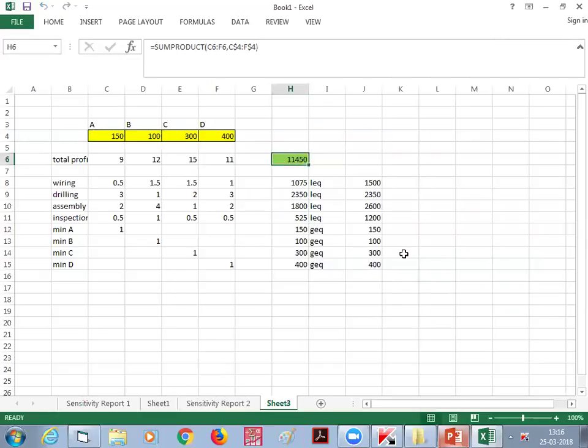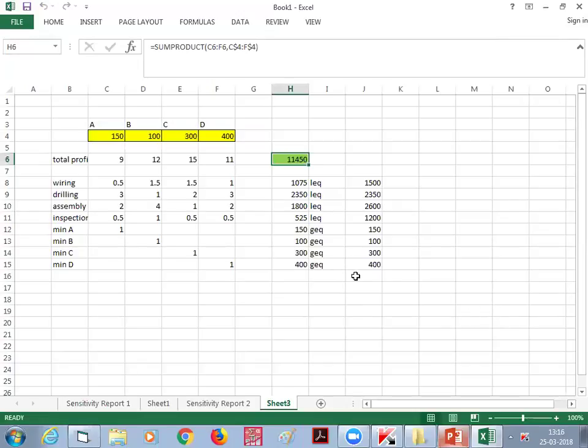Okay. We'll look at sensitivity. So, our final solution is produce 150 units of first product, 100 units of the second product, 300 units of the third product, 400 units of the fourth product. Well, of course, this is exactly the required levels, huh? Exactly the required levels. So, we're not doing anything in excess. This is exactly the minimum required levels. Interesting. Huh?